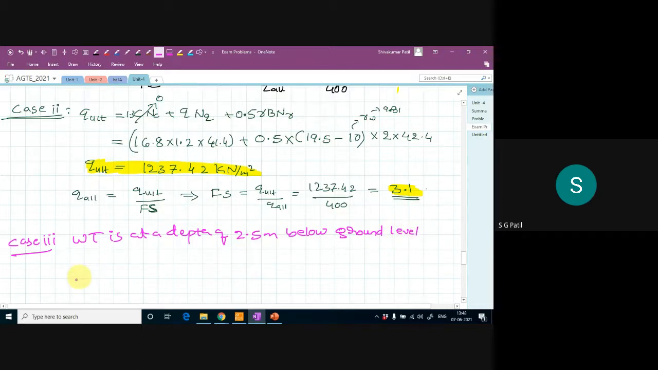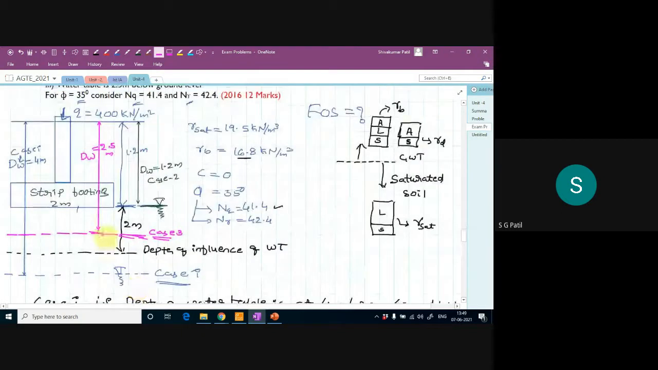Okay, so first let me write the formula here. Q ultimate equal to CNC plus QNQ plus 0.5 gamma B N gamma. This term is 0. Now calculate QNQ. The second term region is dry soil. What is the depth here? The depth of foundation is 1.2 meter. 1.2 into your dry density or bulk density, that is 16.8.